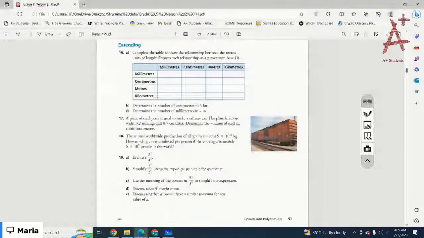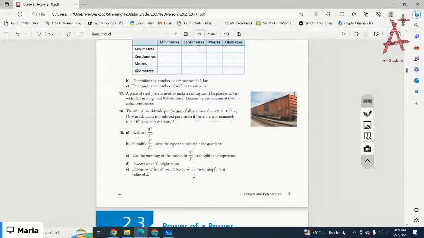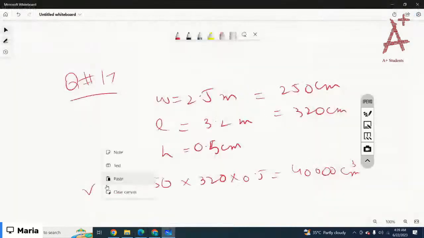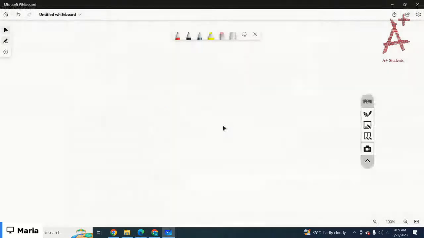Let's just look at the question number 18. The annual worldwide production of all grains is about 9 times 10 exponent 12. How much grain is produced per person if there are approximately 6 times 10 exponent 9 people in the world? So you have to divide both the values, got it? Because you have to calculate the value per person, got it? So the total value is 9 times 10 exponent 12.